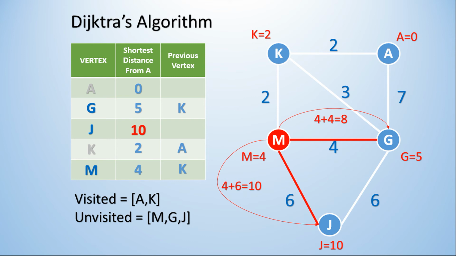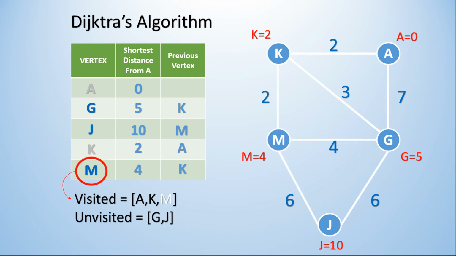And since we updated the value of J, we are going to update the previous vertex for J. In this case, we visited J via M. Add the current vertex to the list of visited vertices. We won't be visiting M again. Visit the unvisited vertex with the smallest known distance from the starting vertex. This time around, it's G.